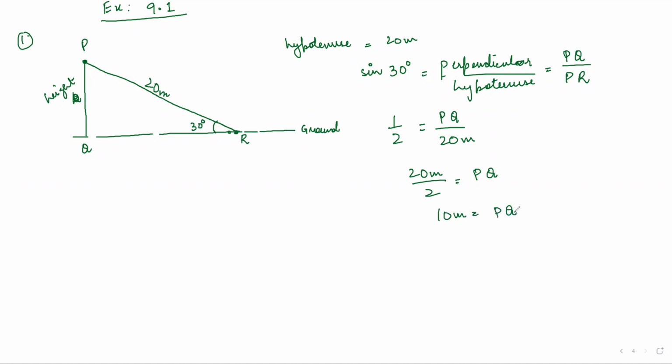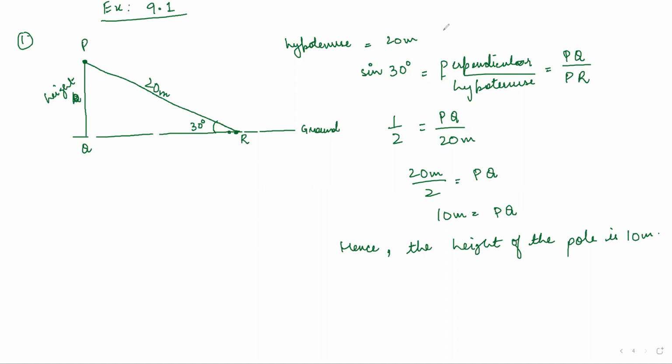and 10 meter is equal to PQ. So you will write that the height of the pole is, obviously you will write in words, hence, the height of the pole is 10 meters. So the question is not tough, right? Once you draw the diagram. Fine, Abdullah?